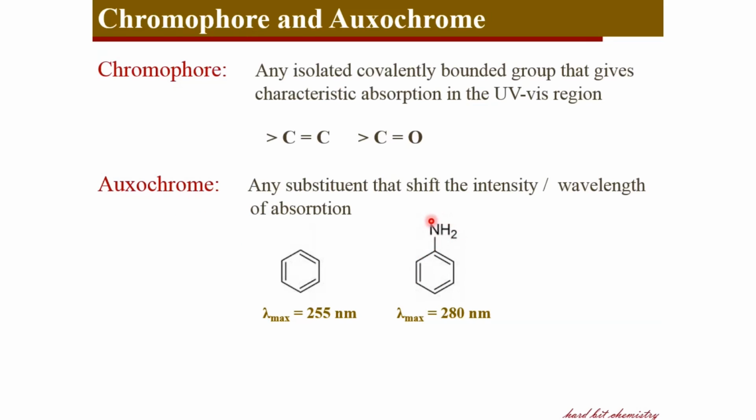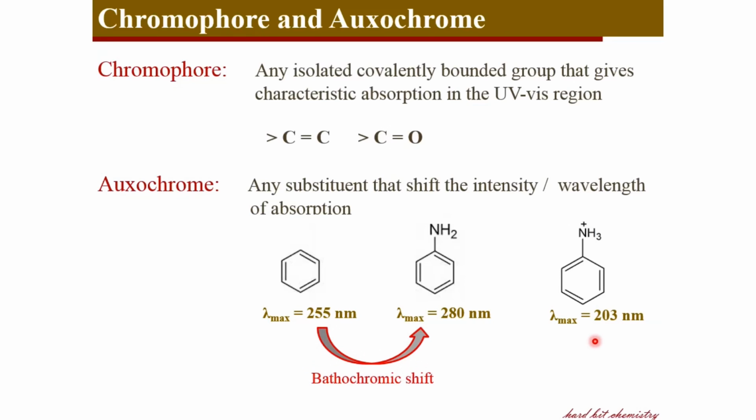And here the amino group is an auxochrome which causes a shift in lambda max value to longer wavelength, that is from 255 to 280 nanometers. On the contrary, you can also see that when aniline is protonated, this particular ion absorbs at a lower wavelength, that is 203 nanometers. So you can see two different kinds of auxochrome activity. The first one shifts the lambda max from shorter wavelength to longer wavelength. Such a shift is called bathochromic shift or red shift. And the second one, like in protonation of aniline, is a shift in lambda max to shorter wavelength. Such a shift is called hypsochromic shift or blue shift.